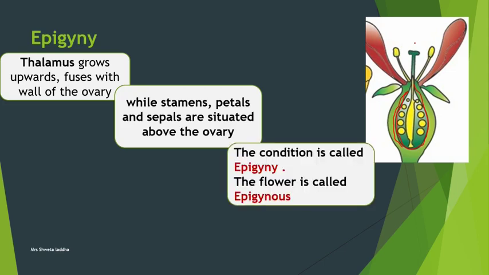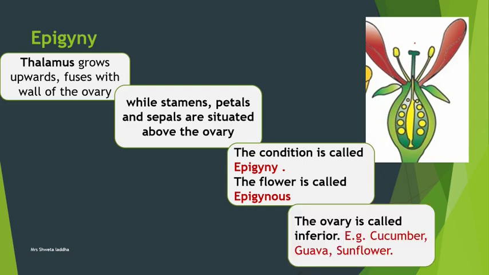Above, epi, above the ovary. So here the ovary is at the bottom. This condition is called epigyny and the flower is called epigynous. Here the ovary is at the bottom. All the other floral whorls are at the top. So it is an inferior ovary, because the ovary is at the bottom. Examples: cucumber, guava, sunflower.